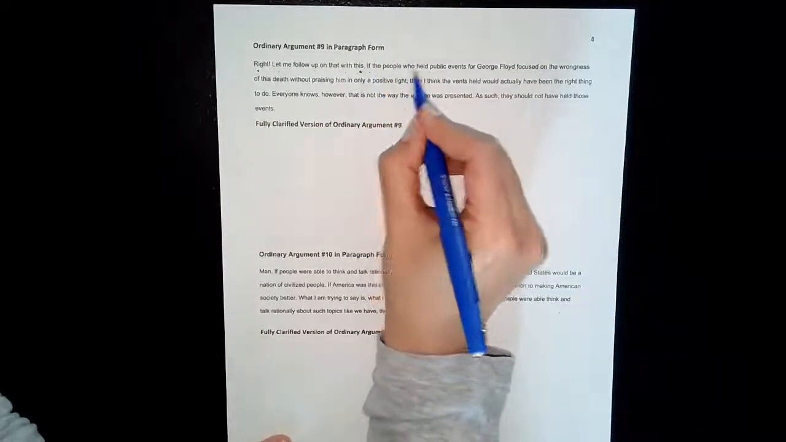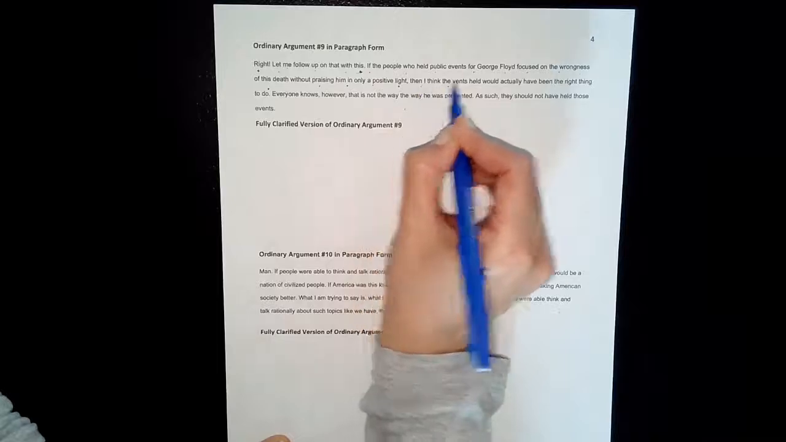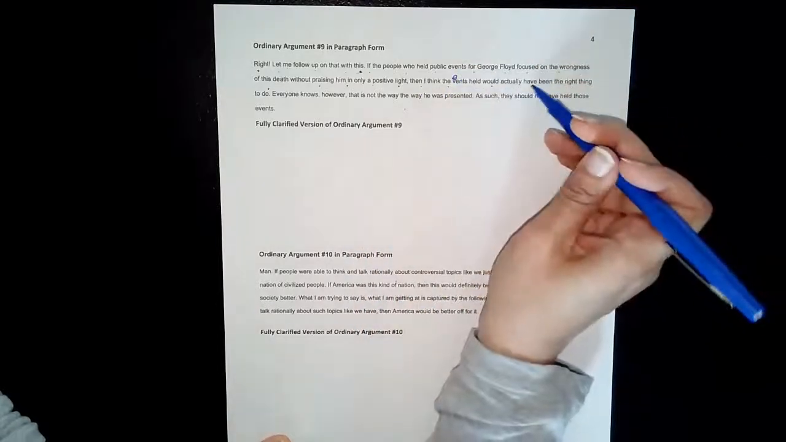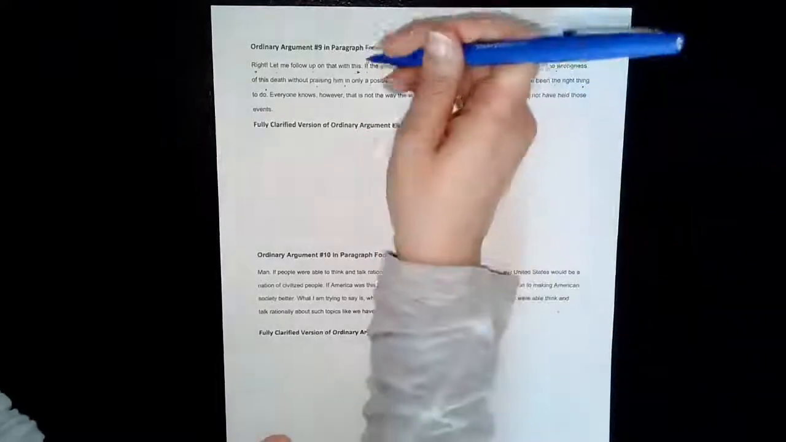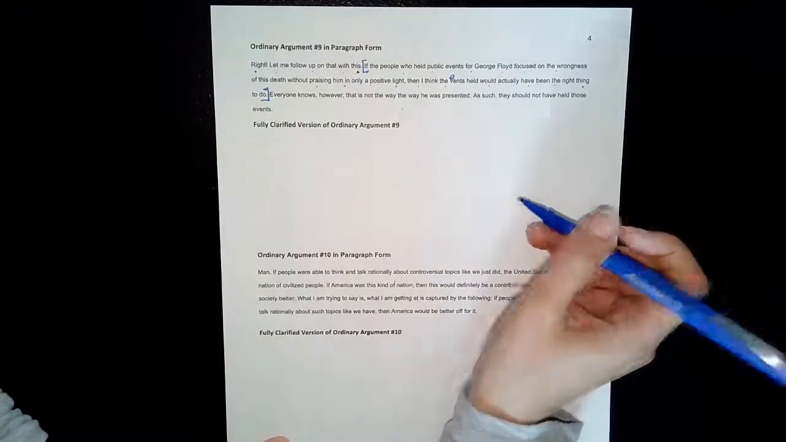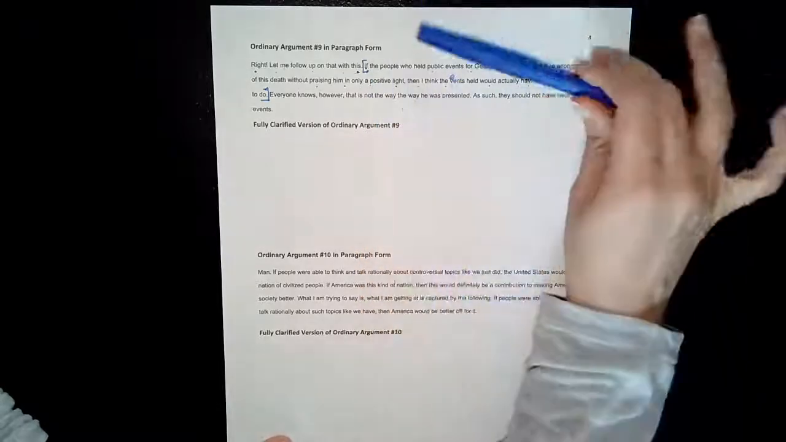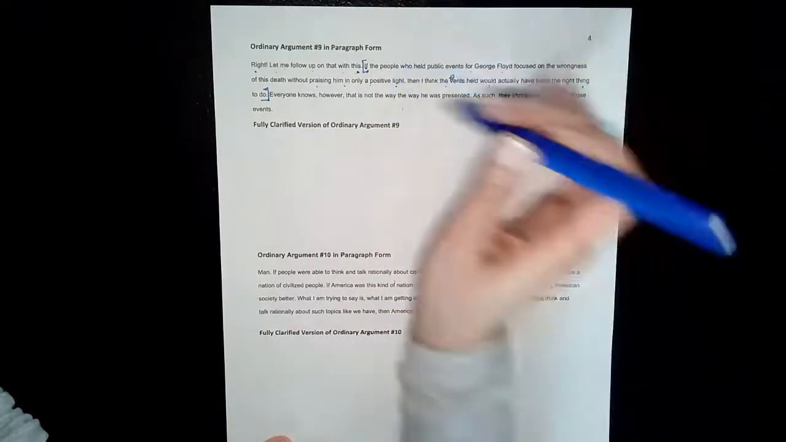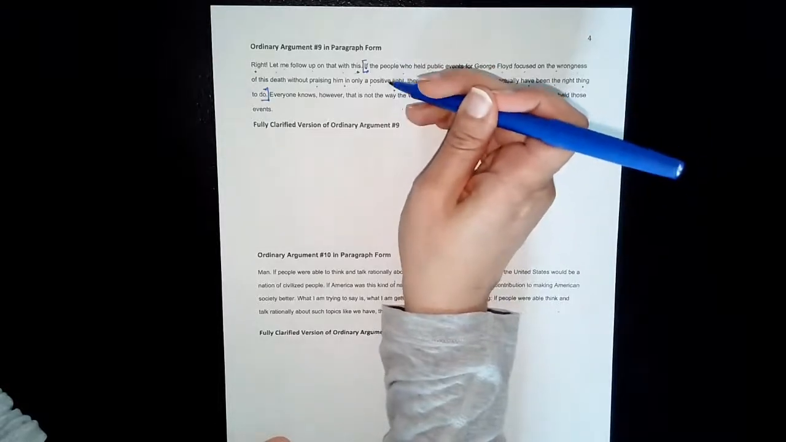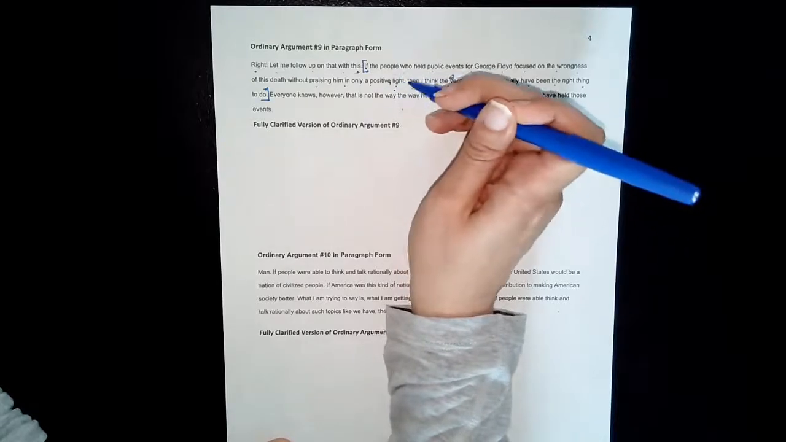All right, so if the people who held public events for George Floyd focused on the wrongness of his death without praising him in only a positive light, then I think the events held would actually have been the right thing to do. Whoa, that's a very long statement, but it's very easy to follow because it's clearly written. Notice that it's a what? What kind of statement did I say this was? A conditional statement, a hypothetical. Hence, did you remember not to chop it in half? If you put a bracket here, you chopped it in half and you created a sentence fragment where there was none to begin with, and you've destroyed the hypothetical reasoning that the speakers engaged with. So you definitely don't want to do that.